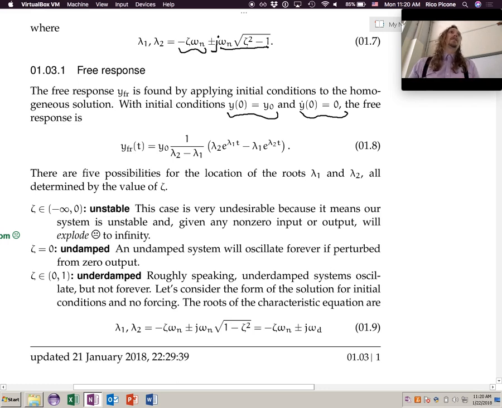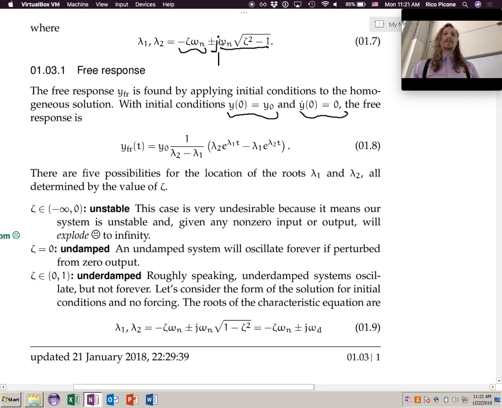The J emerges when zeta is equal to 0. It's the square root of minus 1, which is J. That's where the J comes from. So my bad on that.